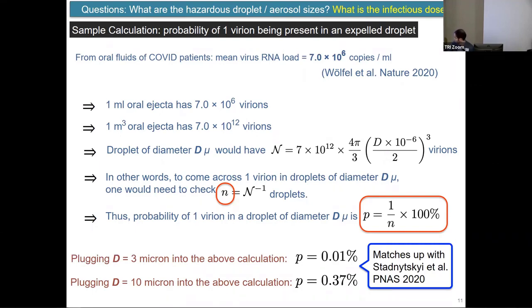So let's think of that in probability terms. The probability to find one variant in a droplet of D micron diameter is this P, which is 1 over small n times 100%. And this small n does contain the symbol D, the diameter. We can plug in the value of D, and we come up with numbers that are almost similar to what we saw in the literature.